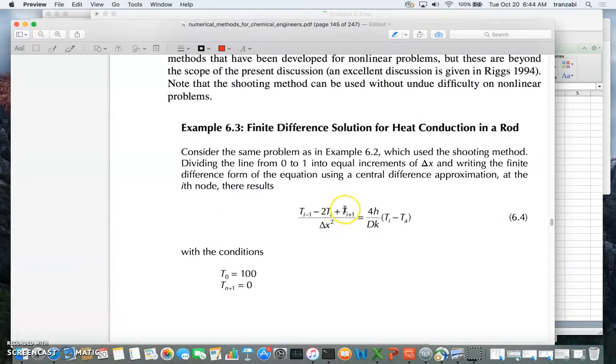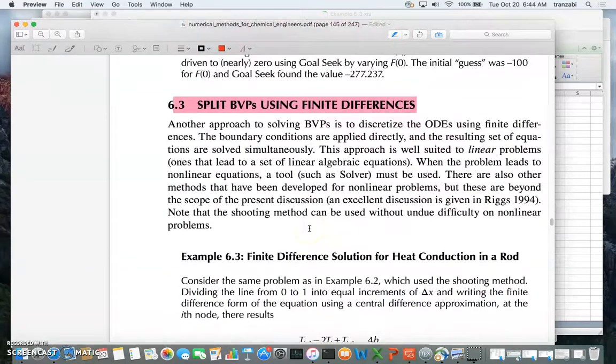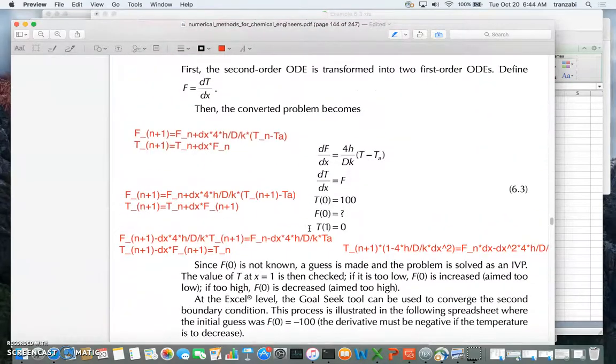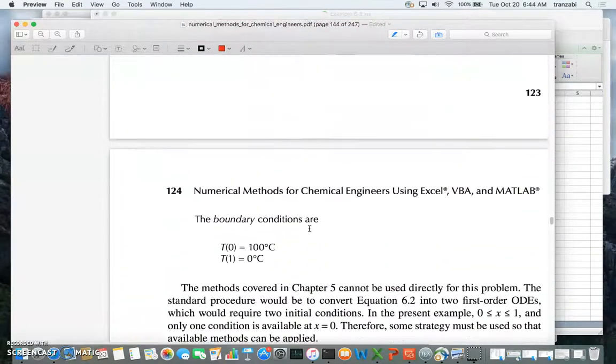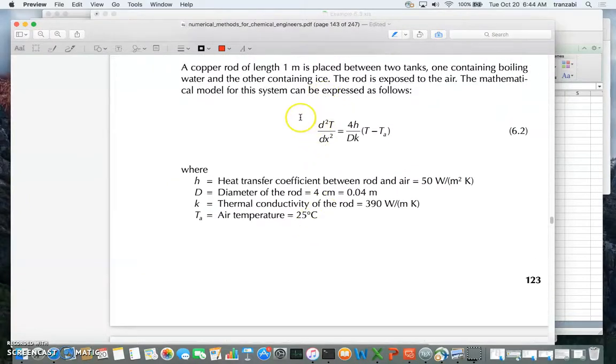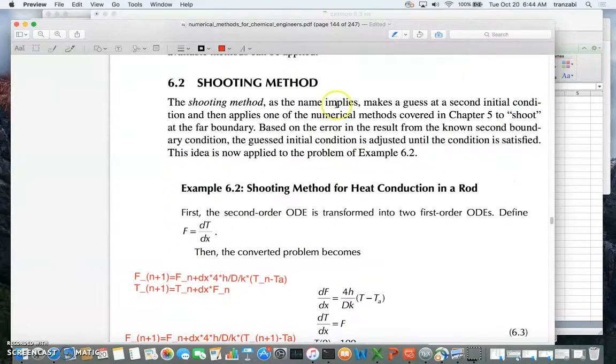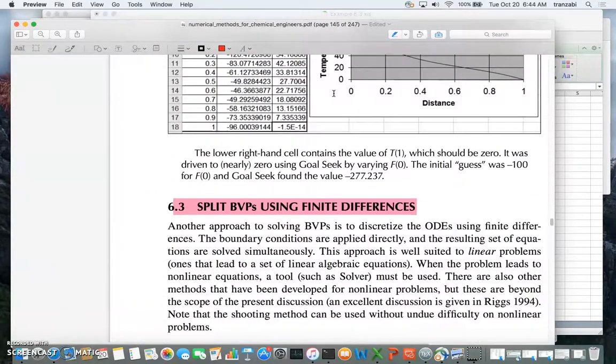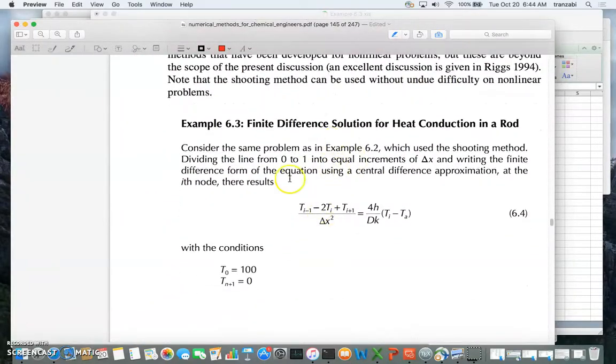So to directly discretize the differential equation, we replace the left-hand side. Remember, the left-hand side was the second derivative of T with respect to x, right here, right? So we're going to replace the second derivative on the left side using central differencing. And to get this equation, refer to page 83 of the textbook.